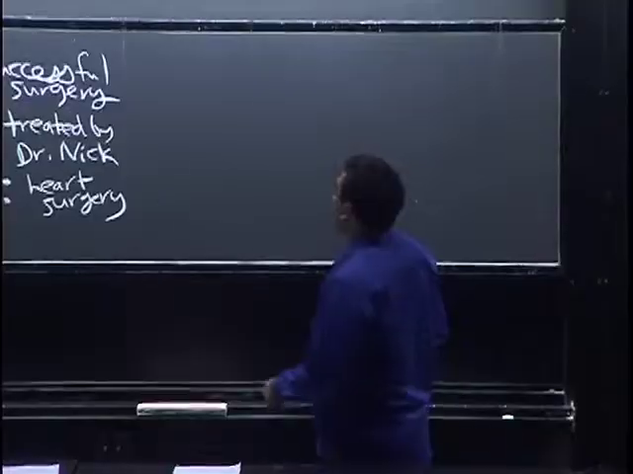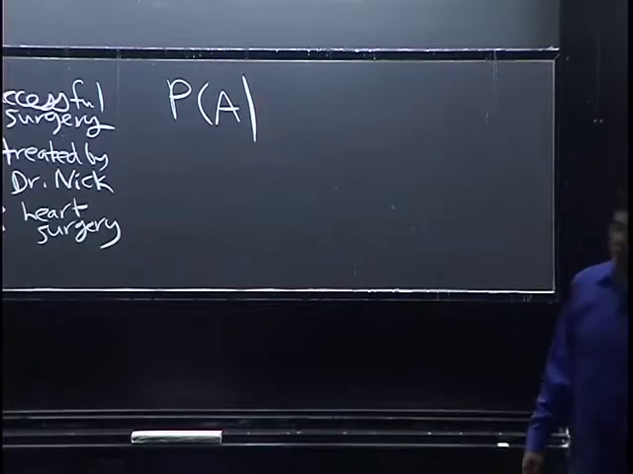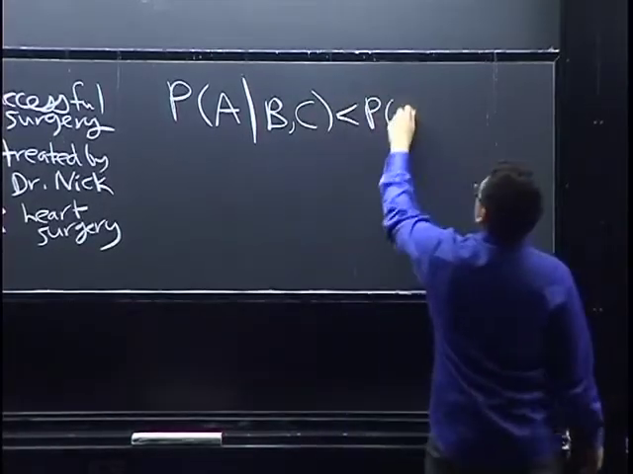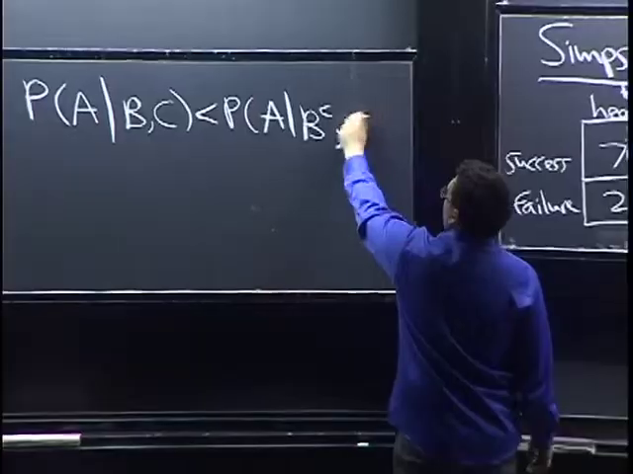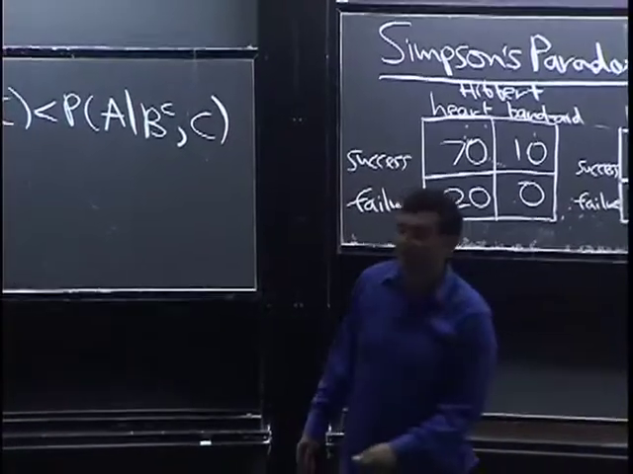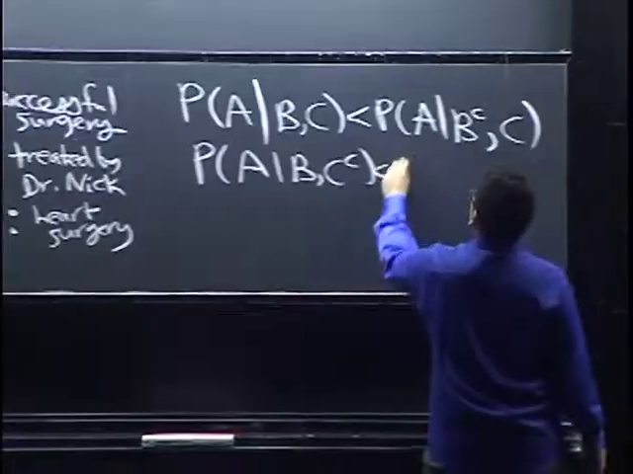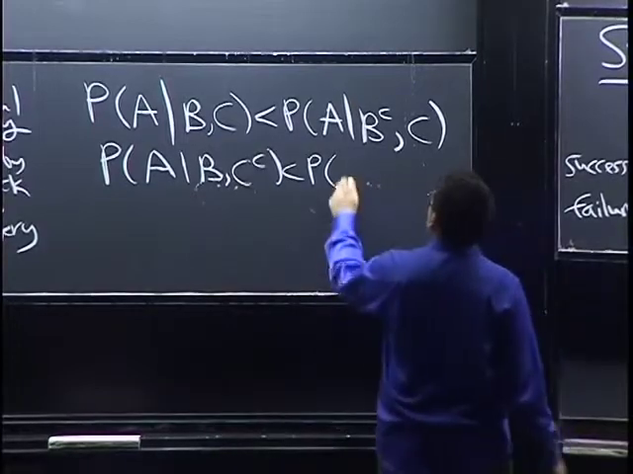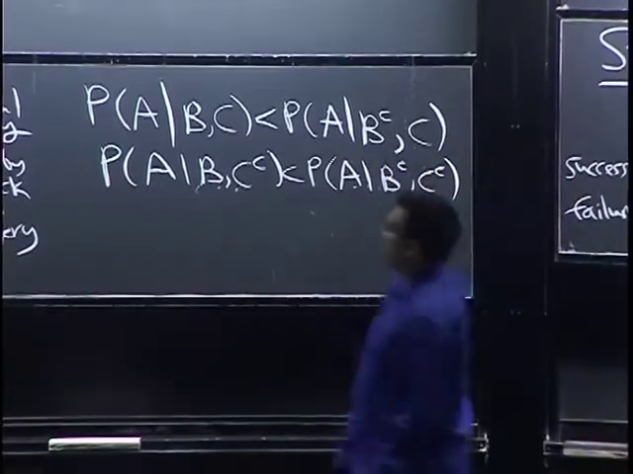And let's just write out in probability notation what these tables are telling us. It says the probability of success, given that we're treated by Dr. Nick and we're having heart surgery, is less than the probability that the surgery is successful, given that we have Dr. Hibbert for heart surgery, right? That's just comparing the two heart surgeries. Now, what about for Band-Aid removal? The probability of success for Band-Aid removal, again, is less likely with Dr. Nick than Dr. Hibbert. So this is just going to be A given B complement, C complement. Okay, so those are the two statements we have.